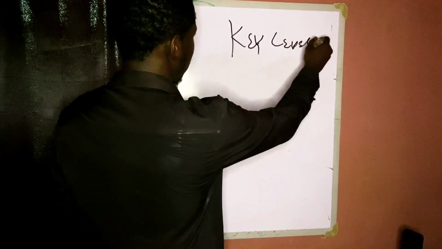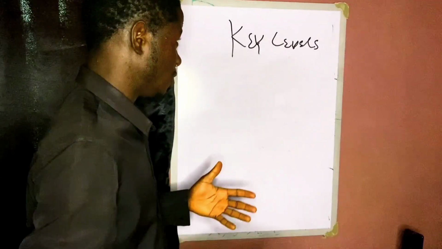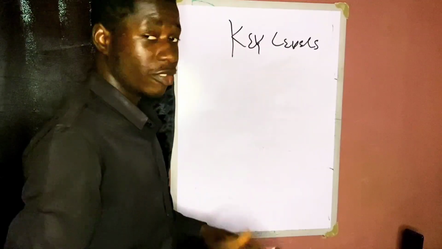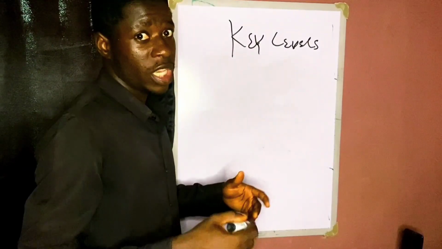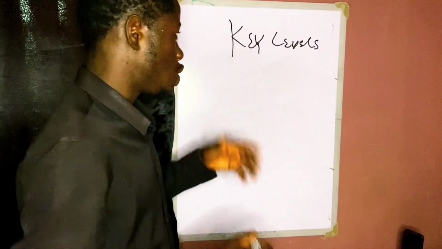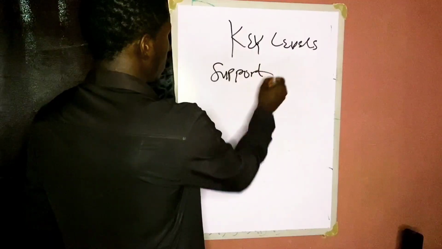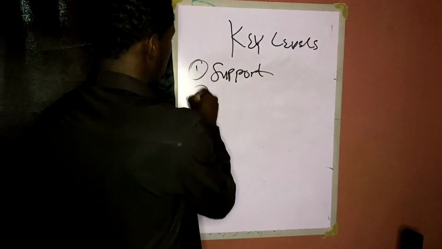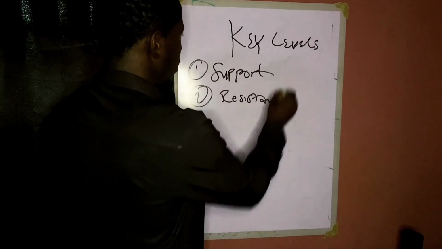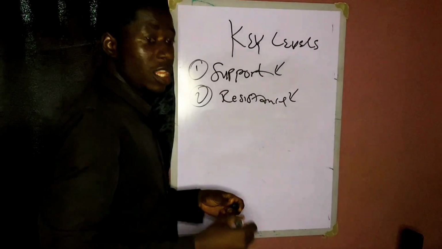Now for key levels, they are more of obvious reversal levels. Points that price got to and changed direction aggressively, those are considered to be key levels. So for this, we're going to be using S&R. S&R simply means support and resistance. So these are the two concepts we're going to be using for key levels.